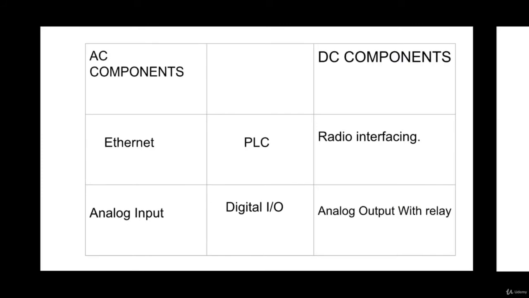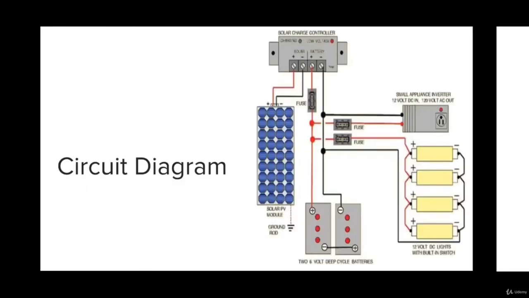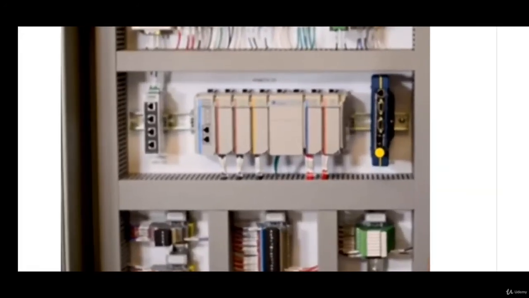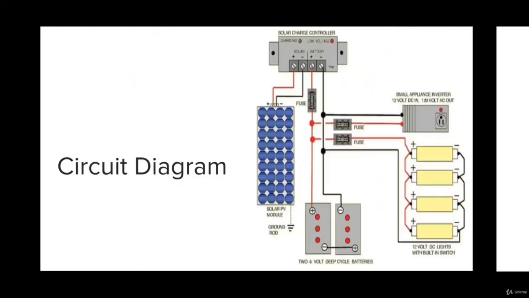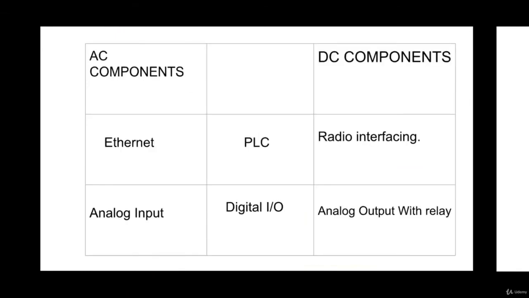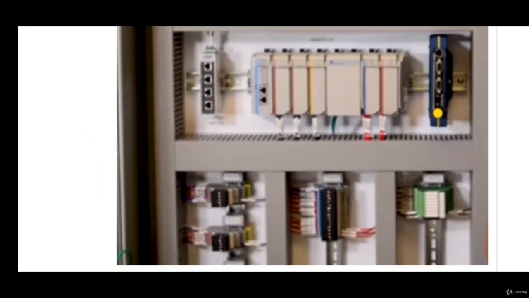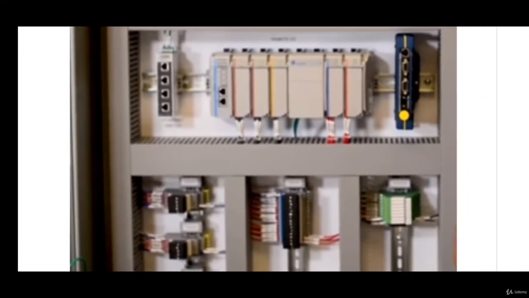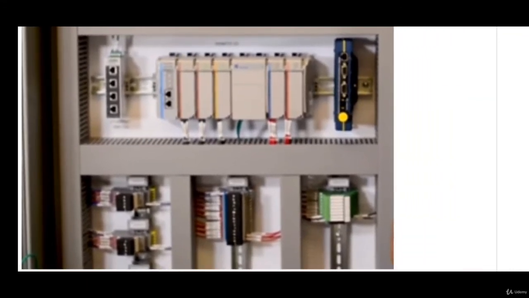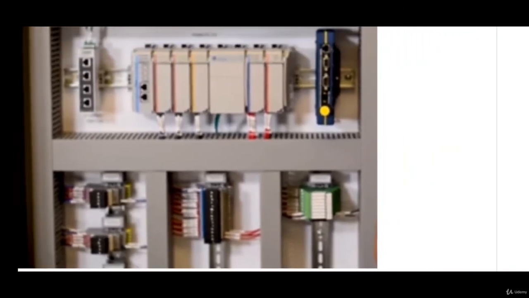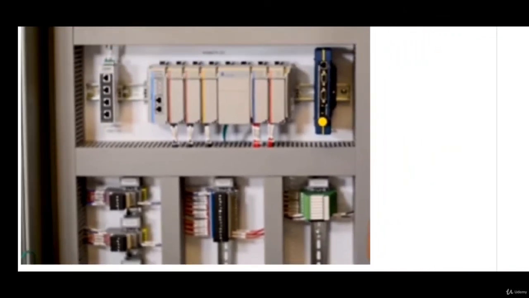Then they put the PLC in the middle section, with Ethernet on the left hand side and the radio interface on the right hand side. Then all the digital and analog inputs and outputs are connected at the bottom of the PLC panel. Various analog inputs are connected at the bottom left hand side, digital inputs and outputs in the middle, and analog outputs at the bottom of the control panel.